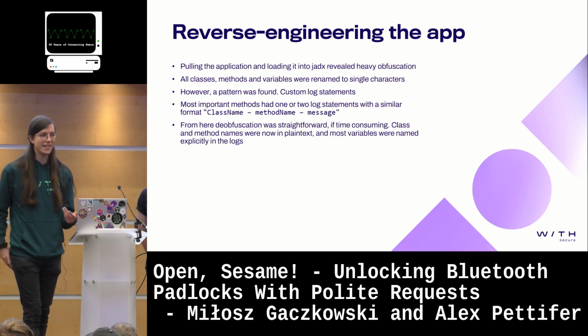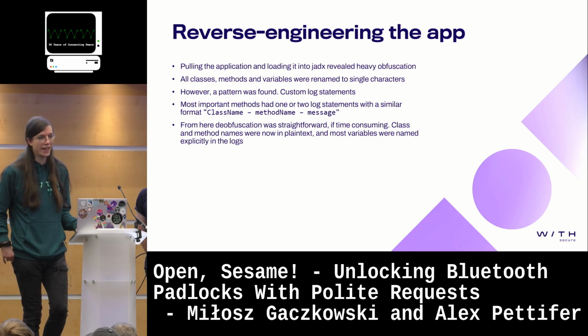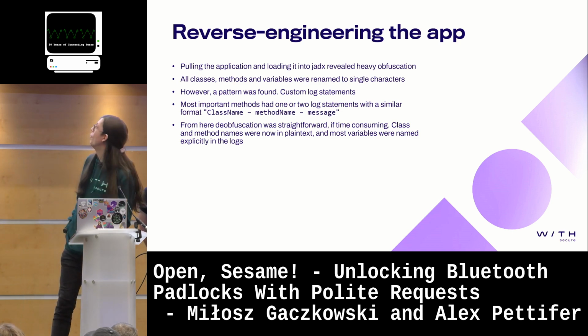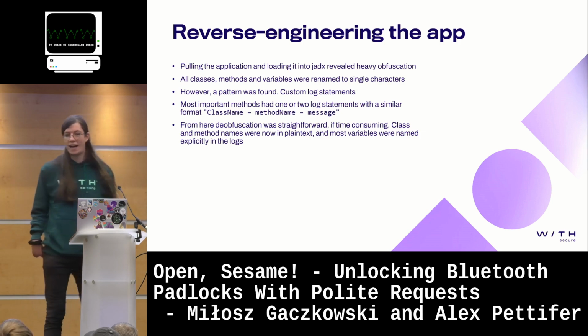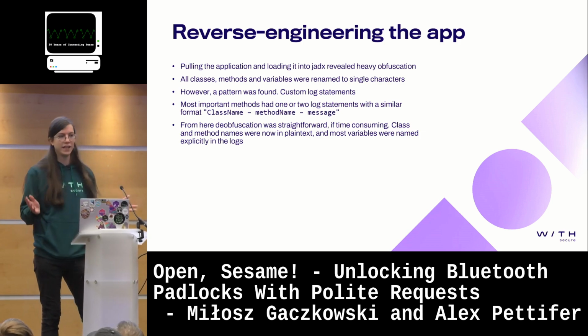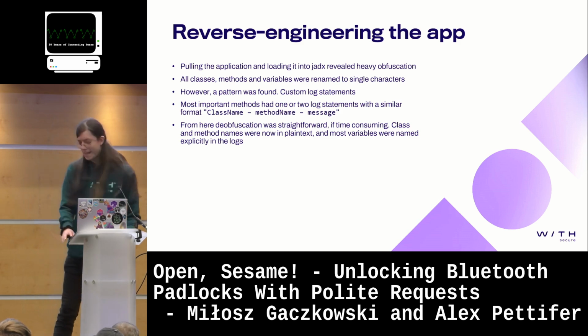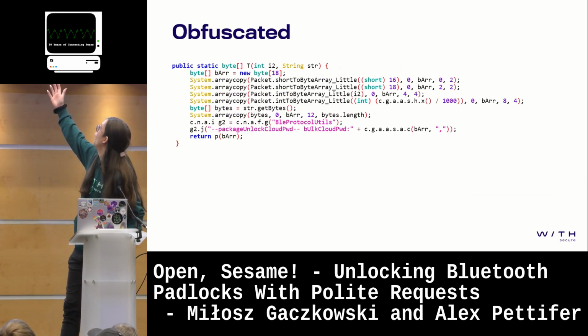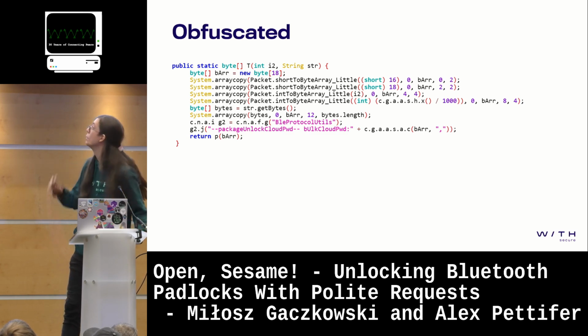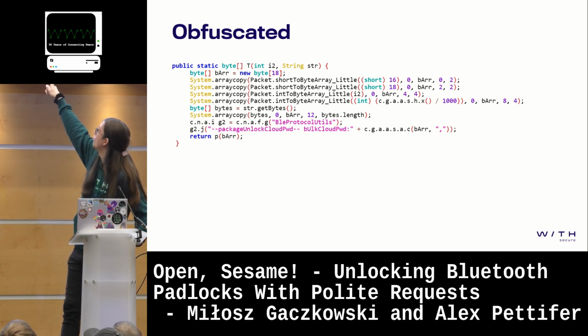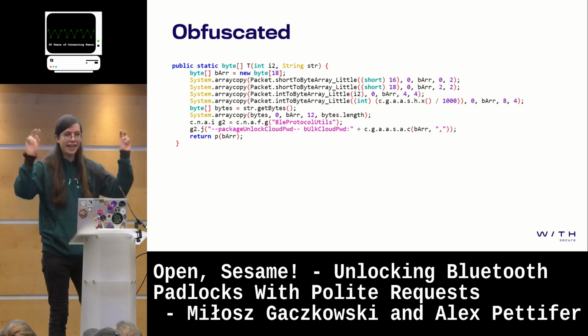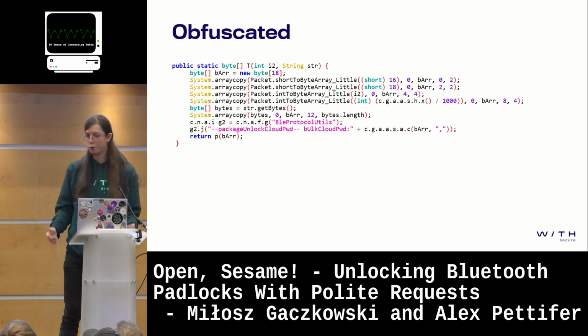Thankfully, within the application, there was a custom logging library, which included a very consistent format of class name, method name, and some message, often including variable names. And these little log messages were littered all throughout the code. So an example here is this. Obfuscated, ugly, C.N.A.F.G, completely incomprehensible. However, there is this line towards the bottom, BLE protocol utils, and package unlock cloud PWD, probably password.